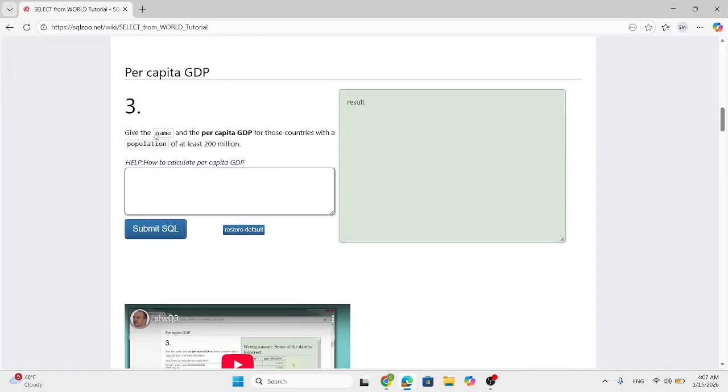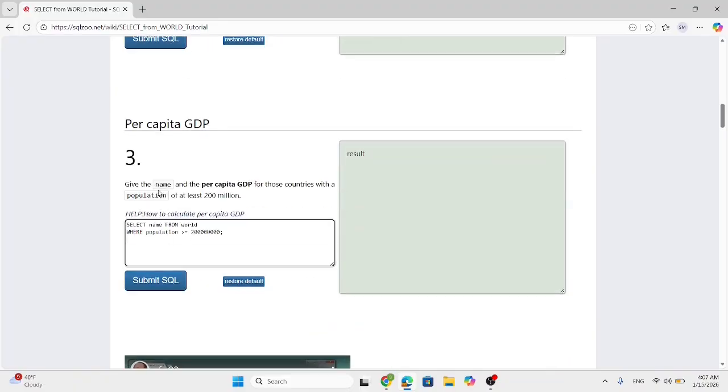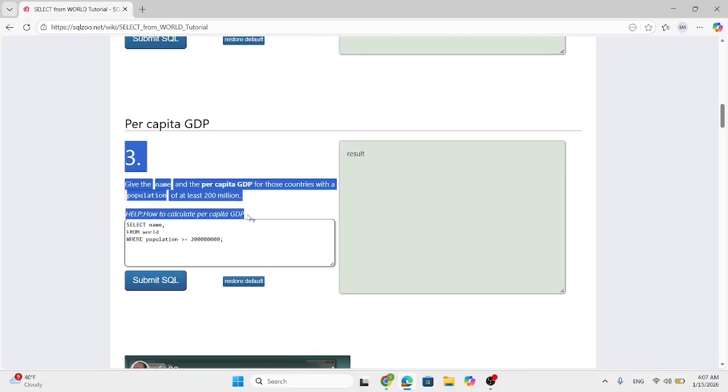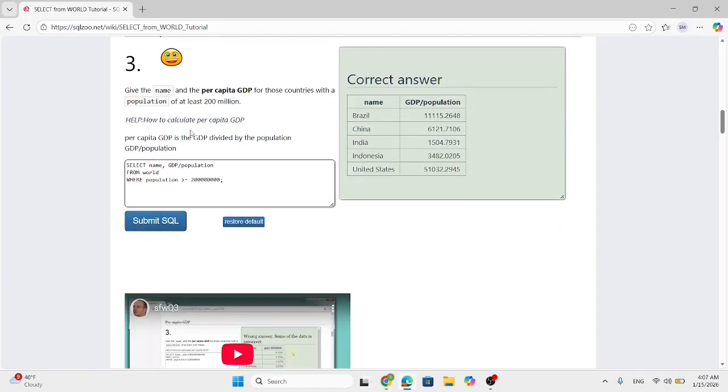Okay, give the name and per capita GDP for those countries with a population at least 200 million, as we did in here. By the way, we can copy this code from here to make our work easier. In here we need also per capita GDP from world where population like this. In here they helped us with how to calculate per capita GDP: per capita GDP is the GDP divided by the population. We are going to copy this and put it here and submit our task. Yeah, this answer is true.